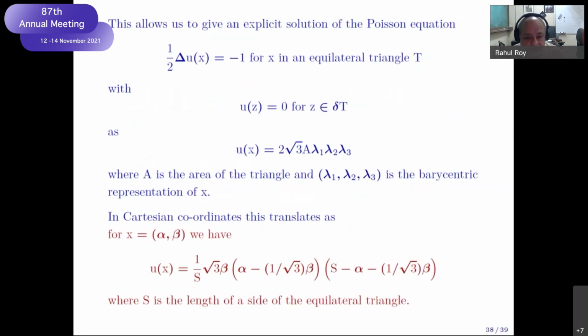And the solution is u of x is 2 by root 3 A times lambda 1, lambda 2, lambda 3. I'll explain what they are. So A is the area of the equilateral triangle, and lambda 1, lambda 2, lambda 3 is the barycentric representation of x. As you can imagine, the barycentric representation and Cartesian coordinates have a one-to-one correspondence. And that's exactly what the thing in red below is telling us, that for x equal to alpha, beta, if the Cartesian coordinate is alpha comma beta, then u of x is exactly this formula, where S is the equilateral triangle.